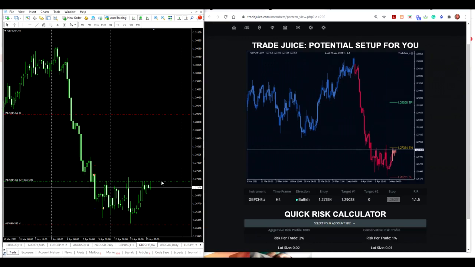The trade will be triggered. Stop loss is set here. And my take profit target up here. I'll be back to monitor this for you.